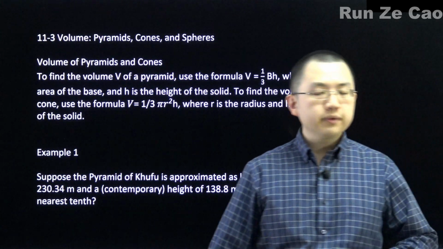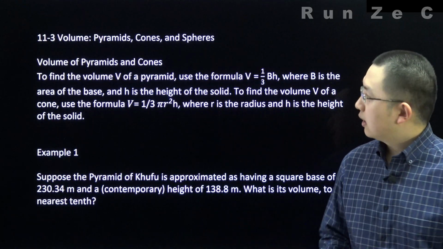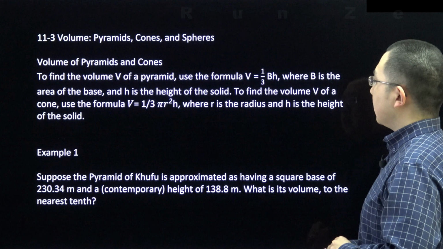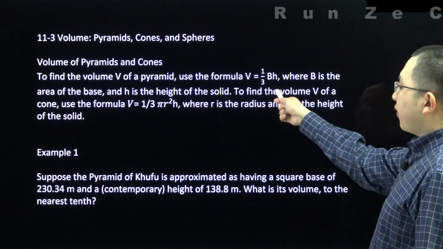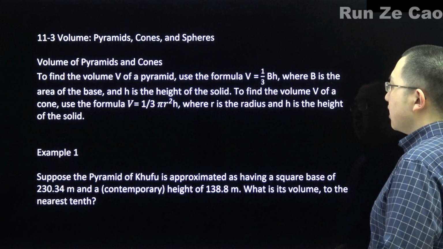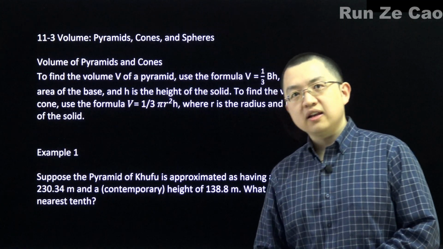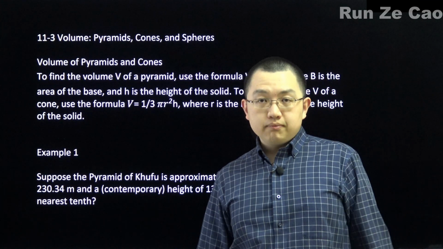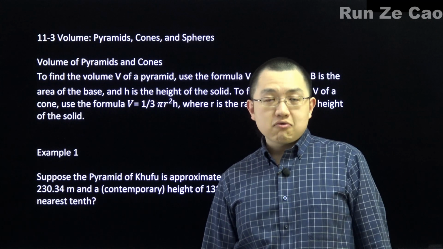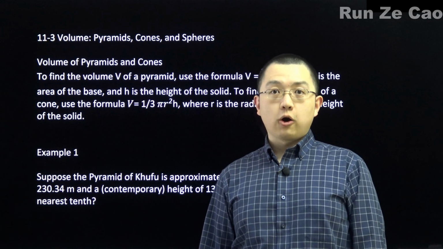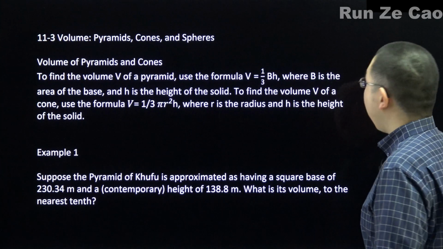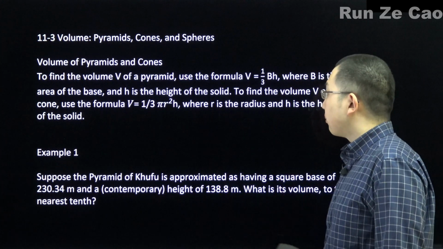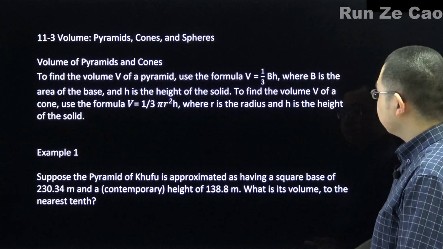How about the volumes of pyramids and cones? The volume of a pyramid is 1/3 base times height. And since a cone can be thought of as an infinitely-many-sided pyramid, well, it's 1/3 base times height as well. In this case, 1/3 pi r squared h.